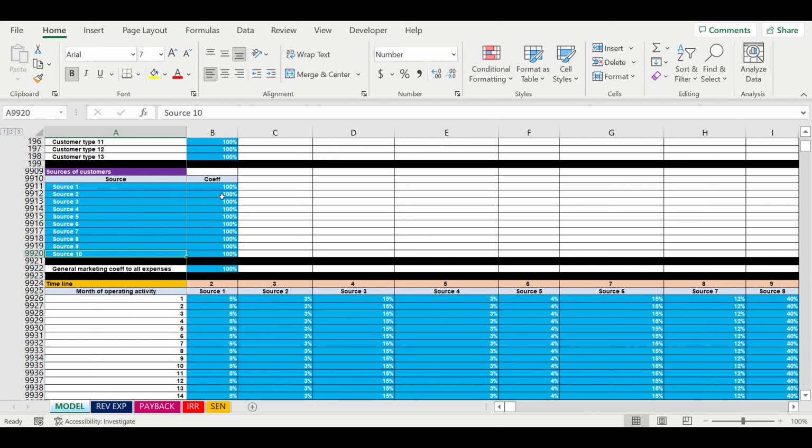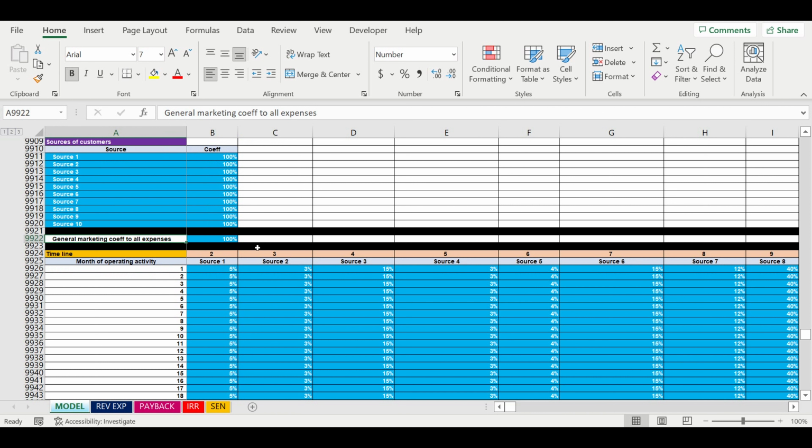And here we specify we have coefficient for them. Also we have a general coefficient for all marketing expenses. For example, if we want to increase or decrease marketing expenses, we can easily, for example, type here 120. This will mean that we increase our marketing expenses by 20%.